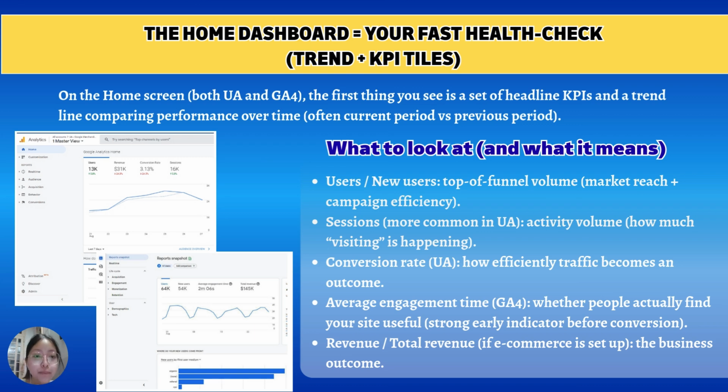So on the home screen, both UI and GA4, the first thing you see is a set of headline KPIs and a trend line comparing performance over time. So what to look at? First, users, new users, top of funnel volume. Second, sessions. This shows the activity volume, how much visiting is happening. Third, conversion rate, how efficiently traffic becomes an outcome. Fourth, average engagement time, which is GA4, whether people actually find your site useful. And last one is revenue, the business outcome.